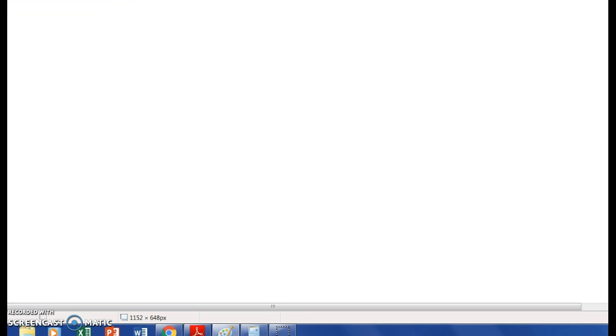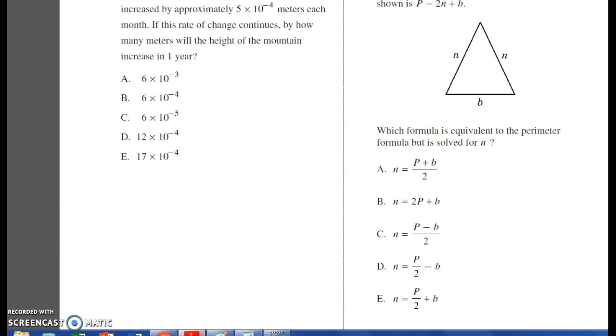Okay, so keep that in mind, that that's how this is all going to work, they're going to want us to move these different things around. So our original formula is P equals 2n plus b. I'm going to go into my program here. P equals 2n plus b. And what they're wanting us to do is solve it for n.